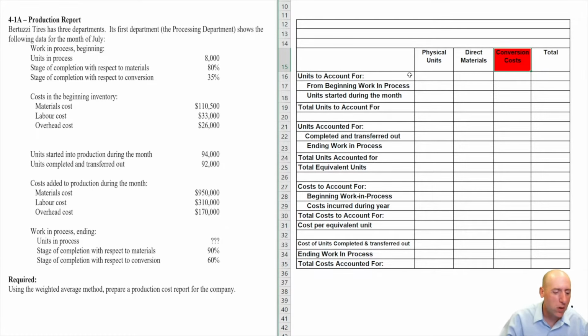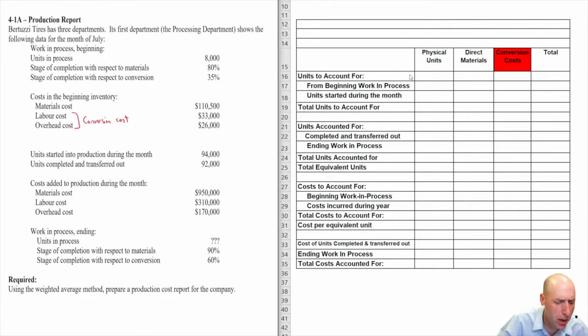But I don't blame you if you've forgotten. Conversion is just labor plus overhead. So when we get into tracking costs, labor plus overhead is conversion cost. That's really all it is. And that's the only new concept I want to introduce here. Well, I guess if you've not done a production report, the whole thing will be new. But the big new terminology here is conversion cost. Let's jump into the problem and see how we do.